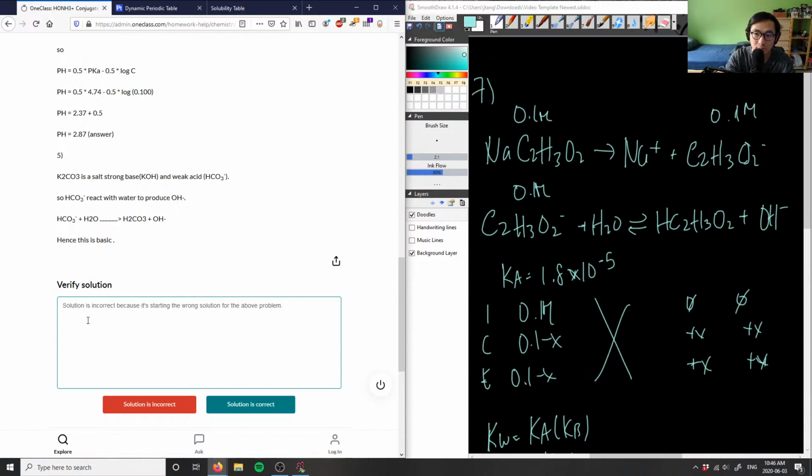So we have C2H3O2 minus plus H2O. It's going to give me, that's my equilibrium sign here, HC2H3O2 plus OH minus. So perform or draw an ICE table. So 0.1 to 0, also 0. I hope the formatting comes out nicely.